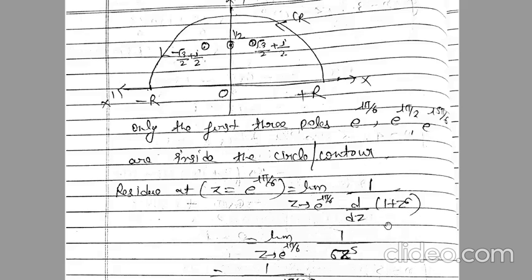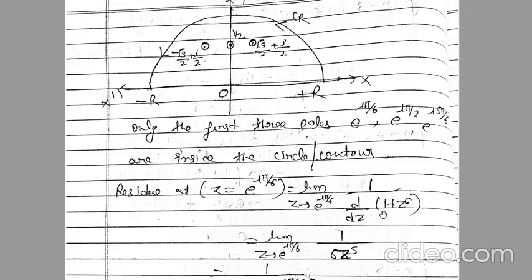But here there are 6 roots of unity. If you write z minus root 3 by 2 plus iota by 2 and so on, the calculation can be complicated. So we will apply limit z tends to e to the power I pi by 6, 1 upon d by dz of 1 plus z to the power 6. Simply d upon dz of 1 plus z to the power 6.